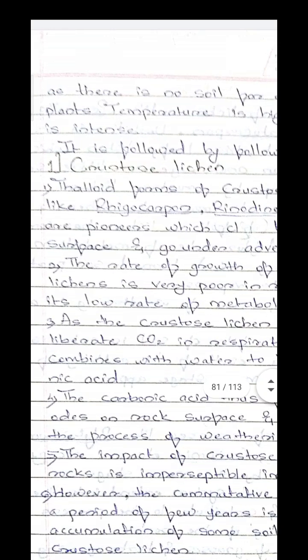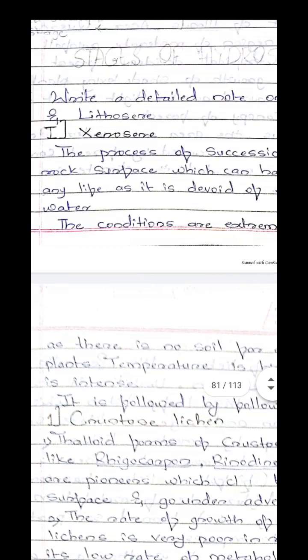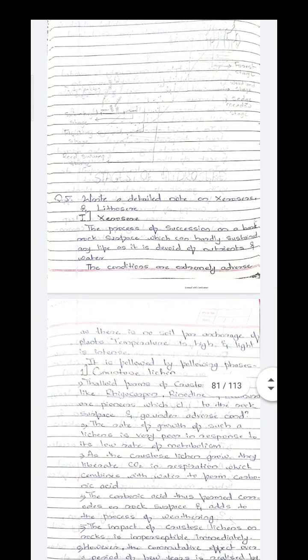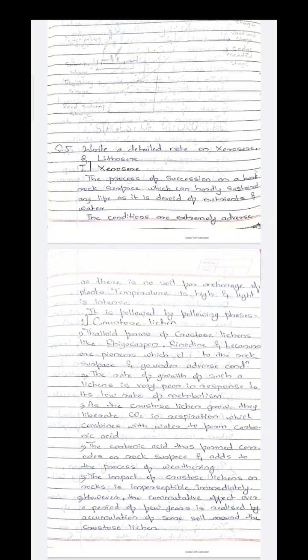So in today's lecture I have talked about the hydrosere and xerosere. Xerosere means the succession process will start with rocky surfaces, in different adverse conditions like no soil, high temperature and intense light, where the community will be developed. So the first community on the rock surface is the crustose lichen.